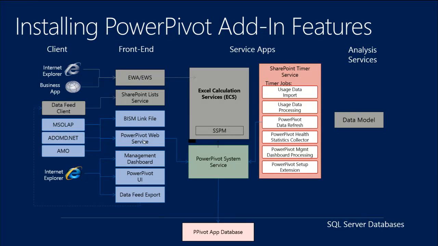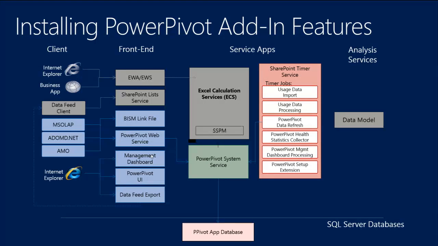We have our Power Pivot web service, which provides access to workbooks as a data source from outside the farm. This is why workbooks from outside the farm do not work if you don't have the add-in installed. But workbooks as a data source work still within the farm because our data providers know how to talk to ECS directly. They don't need, inside the farm, the help of this service.